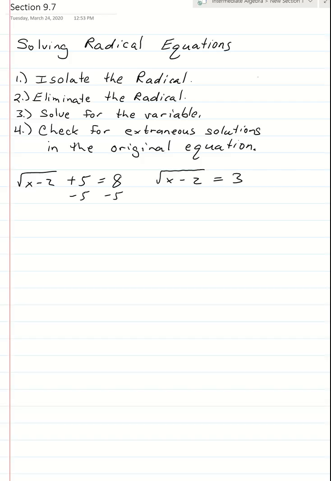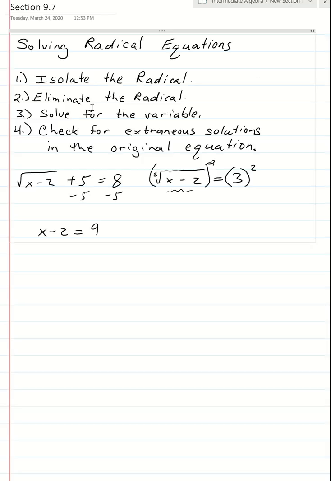Okay, now we move on to step 2. We want to eliminate the square root. Now remember, because it is a square root, I'm going to square both sides. Notice how I put parentheses around them. Very important. Whenever you square a square root, as long as the exponent and root index are the same, they will cancel each other out, leaving you with just the radicand. So because I squared the square root, we're going to be left with just x minus 2, equaling, on the right side, 3 squared, 9. So now step 2 is done. We have successfully eliminated the radical. Now we have a simple linear equation to solve.